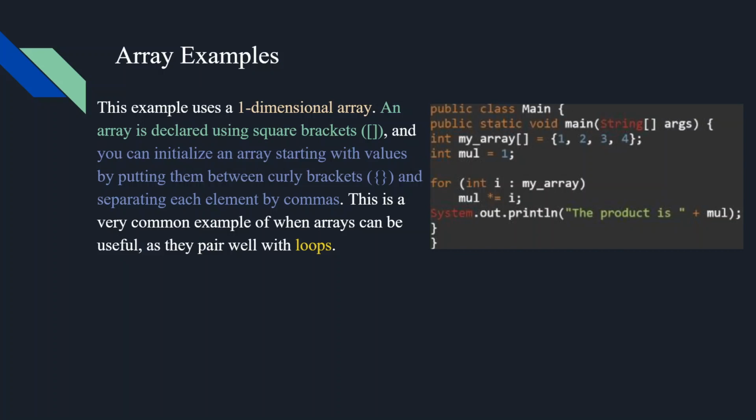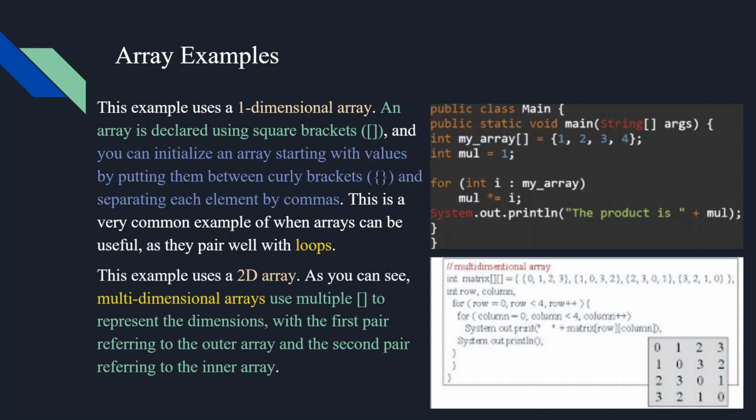As you can see below, arrays are very useful when used alongside loops, as they let you do an action with each element. The next example shows the use of a 2D array. As you can see, multidimensional arrays use multiple square brackets in initialization, with each pair representing one dimension. The first set of square brackets refer to the outer array, and the second pair refers to the inner arrays.